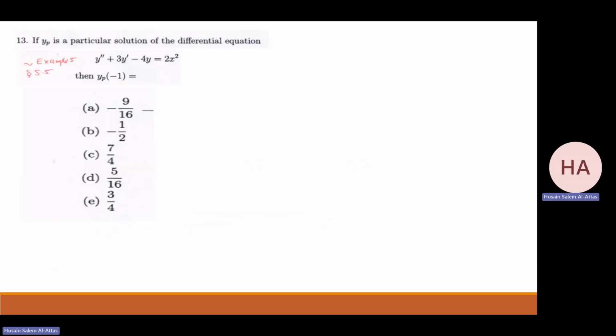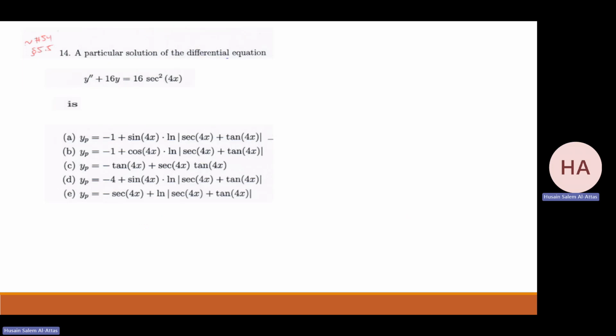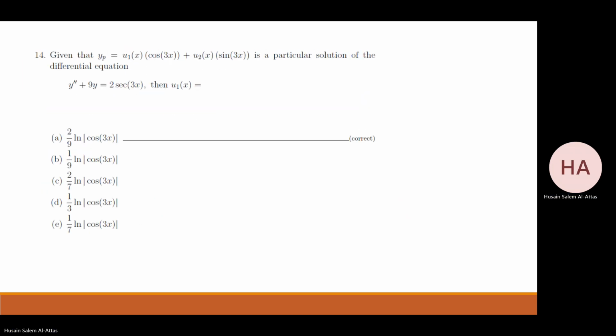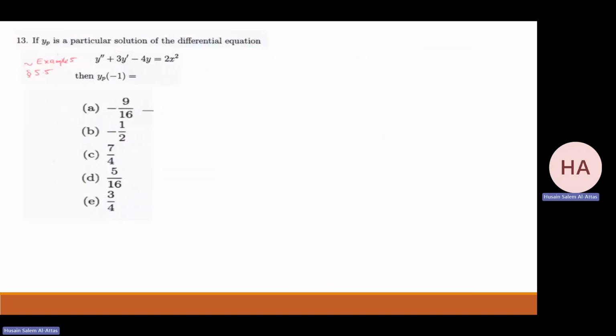Okay. If yp is a particular solution, then find yp at minus one. He wants me to find yp and then substitute. That's mainly the thing. Okay, so I need to solve this. I need undetermined coefficients. I think we'll do it easily. We have a few number of questions. Let me do it. Try to do them quickly.